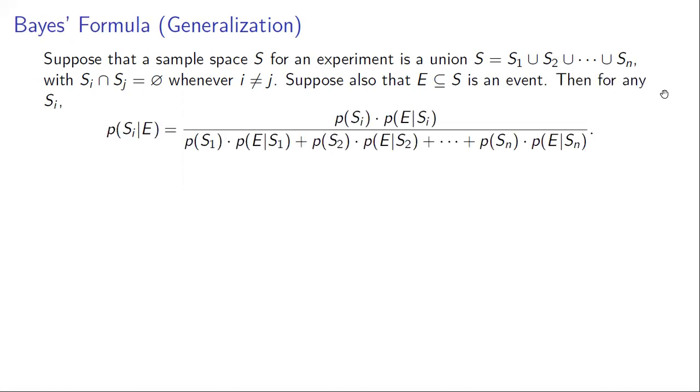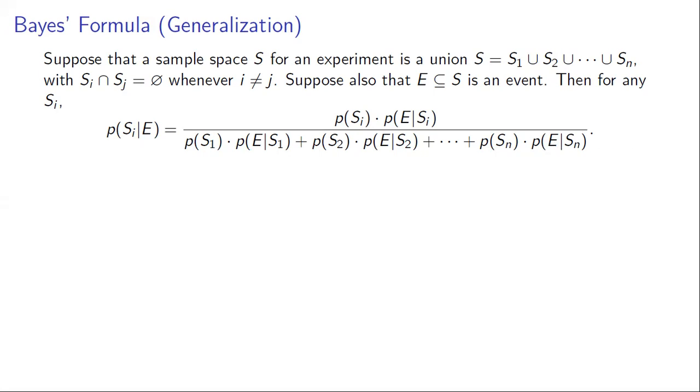Then for any S sub i, this could be S sub 15, whatever it is, if we know the event occurred and we would like to know probability of Si given E, this is equal to probability of Si times probability of E given Si, divided by this long sum. So probability of S1 times probability of E given S1 plus probability of S2 times probability of E given S2 plus all the way through plus probability of S sub n times probability of E given S sub n.